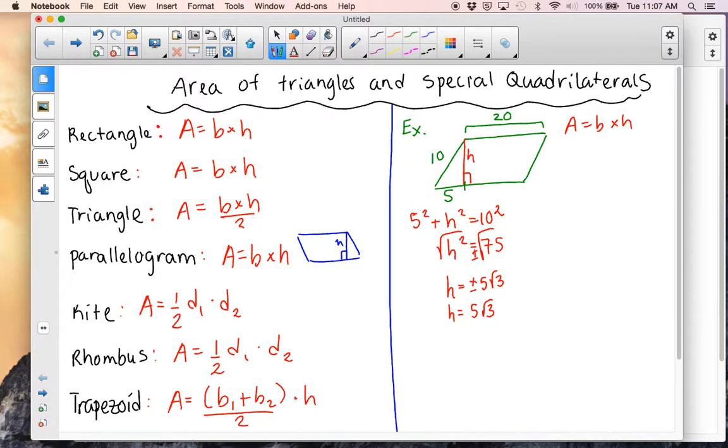So now, coming back to my formula, area equals base is 20 times height is 5 root 3. So area equals 20 times 5 is 100 root 3 and units squared. Remember, with area, your units are squared. So there's your answer there. Okay. Let's do another one. Give you like one or two more.